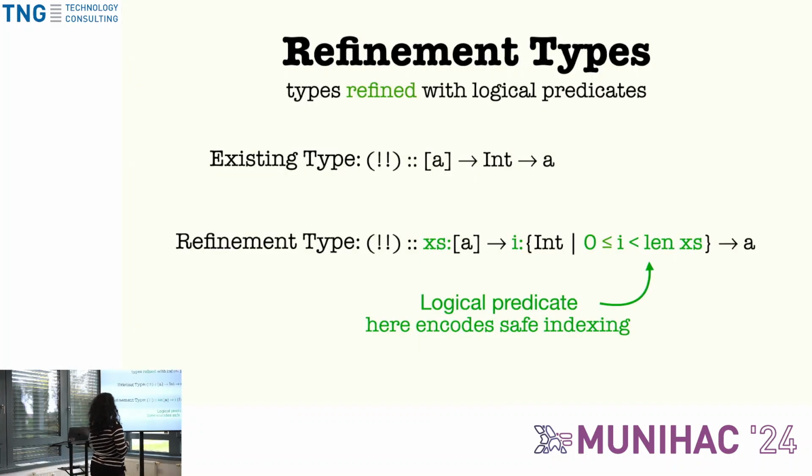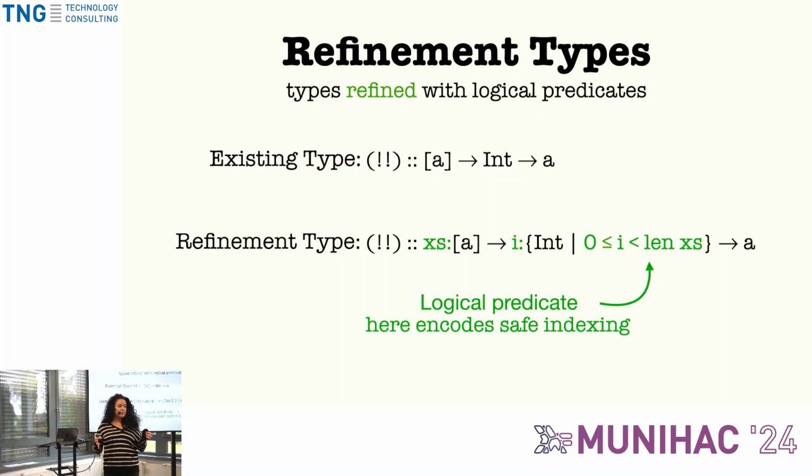Let me start with a brief explanation of what refinement types are. The idea is very simple: refinement types basically refine existing types with logical predicates. As a standard example, we have the indexing function in Haskell. It takes as input a list of A's and an index, and returns an element of the list. Of course, this is a very dangerous function because the index can get out of bounds. By default, in-bounds indexing is a specification that we cannot give using Haskell's type system. So refinement types refine existing types with logical predicates to express this kind of specification that cannot be expressed in the current type system.